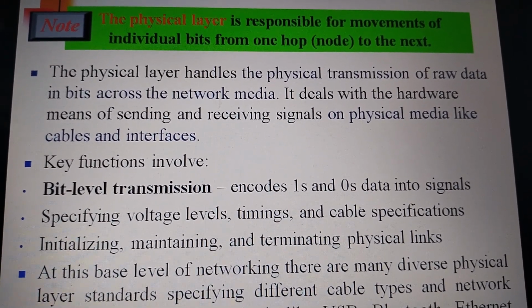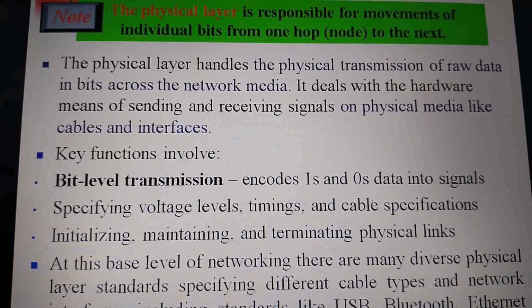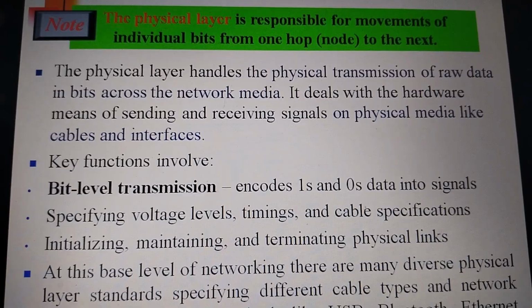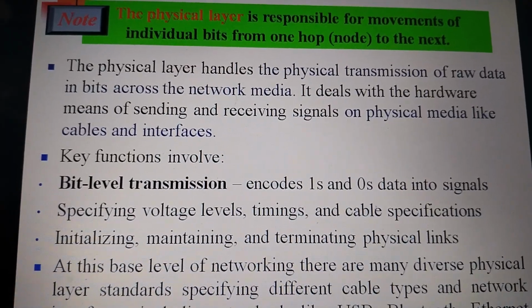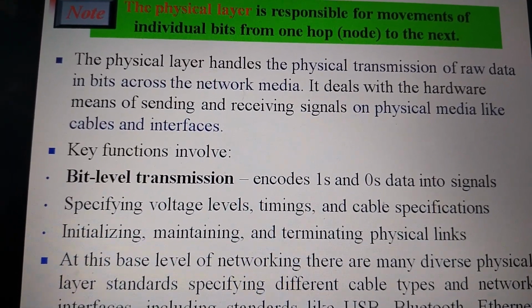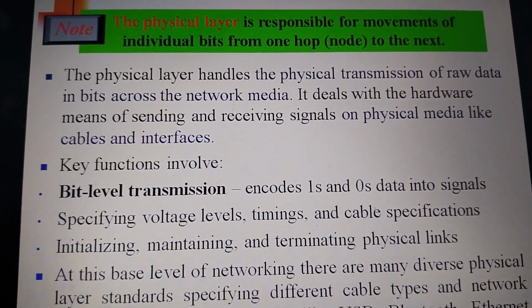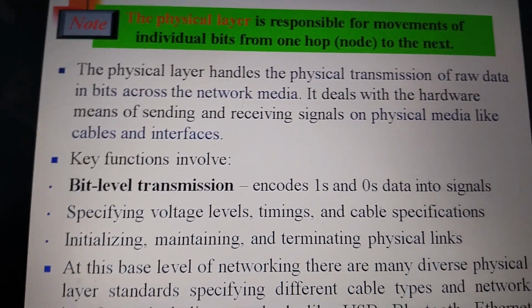Okay, here what are the key functions of the physical layer? Bit-level transmission. Whatever data we are sending passes through several layers and finally reaches the physical layer. At the physical layer, the data will be divided for bit-level transmission. It means the entire data will be converted into zeros and ones.